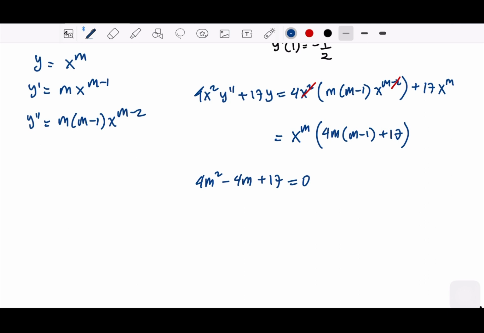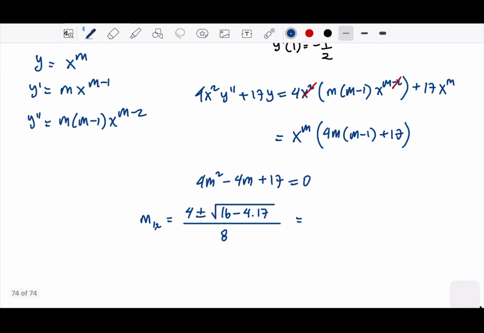I don't think 17 can be factorized, so I will just take the quadratic formula. This is 8. This is negative b, so it's 4 plus minus square root of 16 minus 4 multiplied with 17. So 17 and 4 is 68. So this will be, yeah, negative 52.